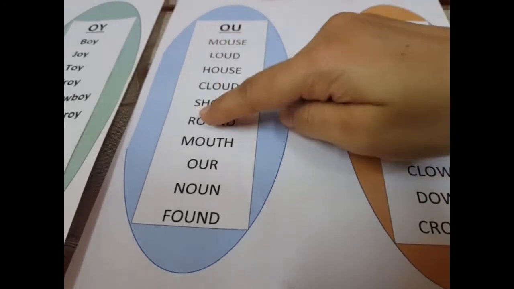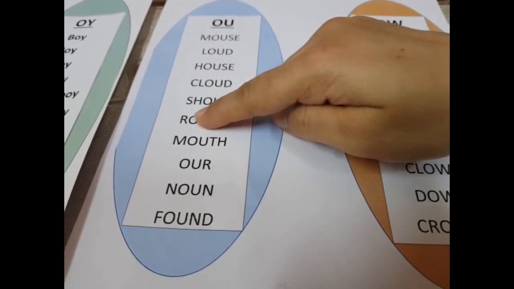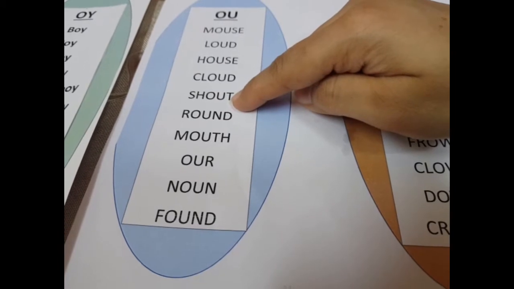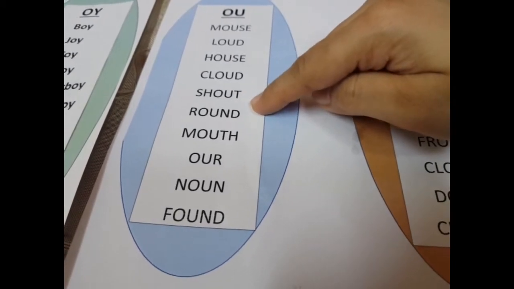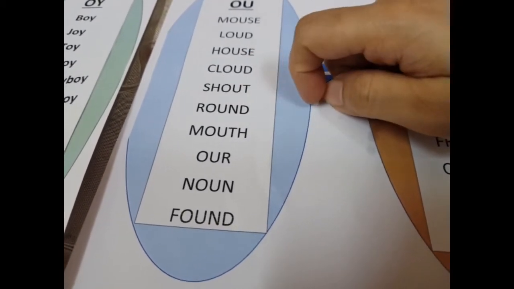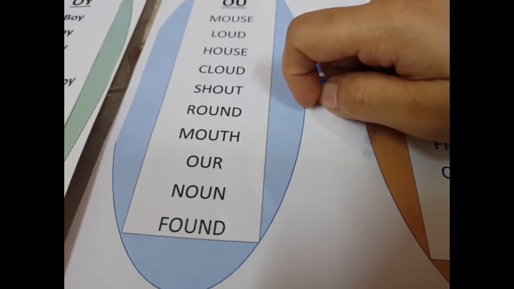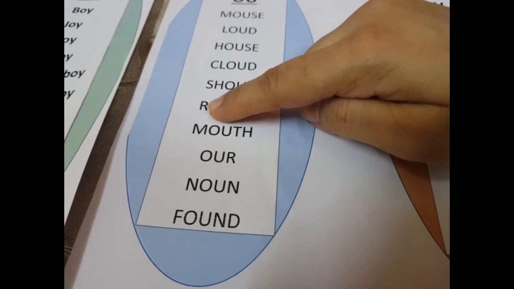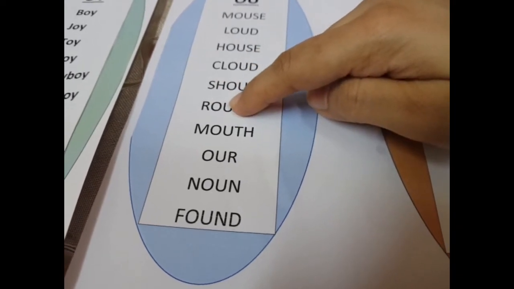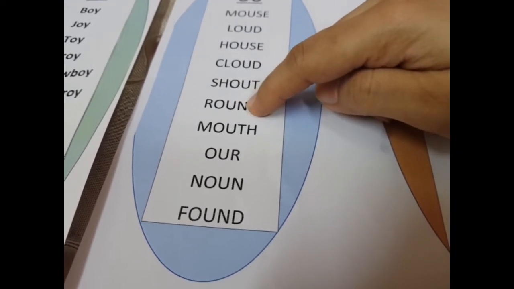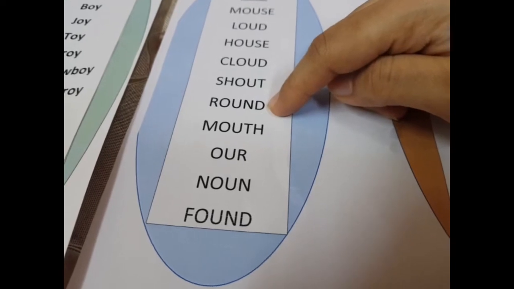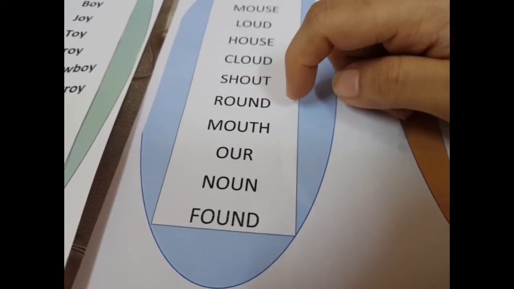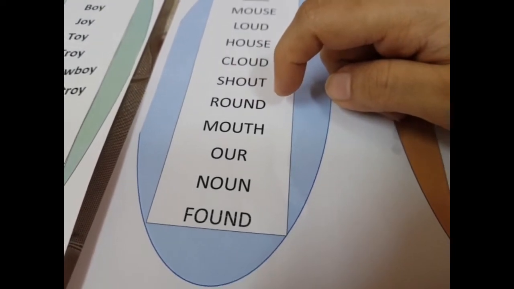Cloud. What is the sound of SH? Sh. What is the sound of OU? Ow. What is the sound of T? So SHOUT? Shout. Very good. What is the sound of R? What is the sound of OU? Ow. What is the sound of N? What is the sound of D? So ROUND? Round. Very good.